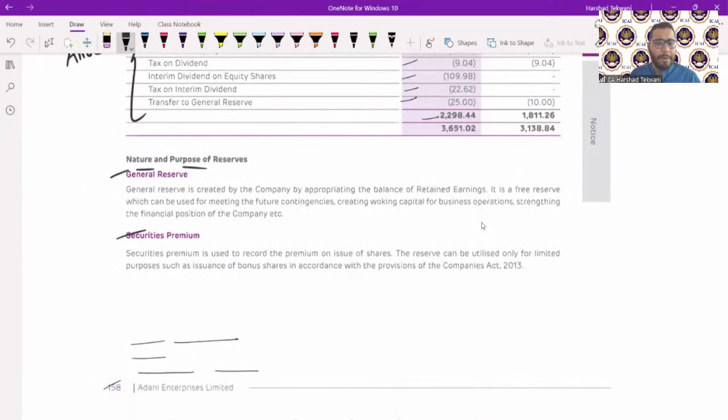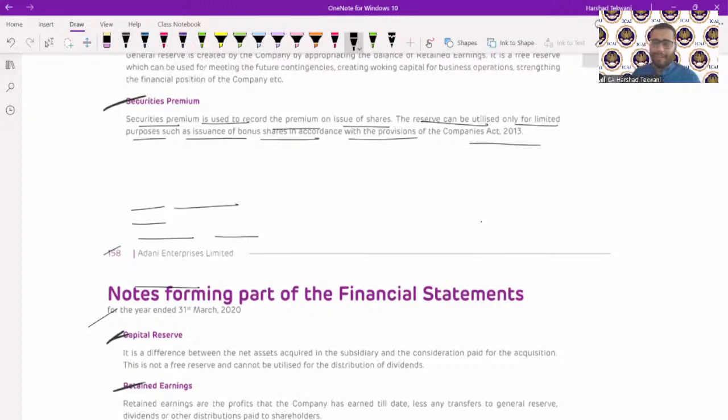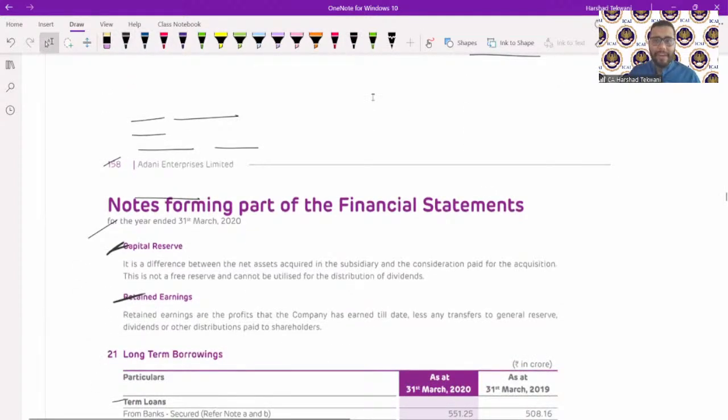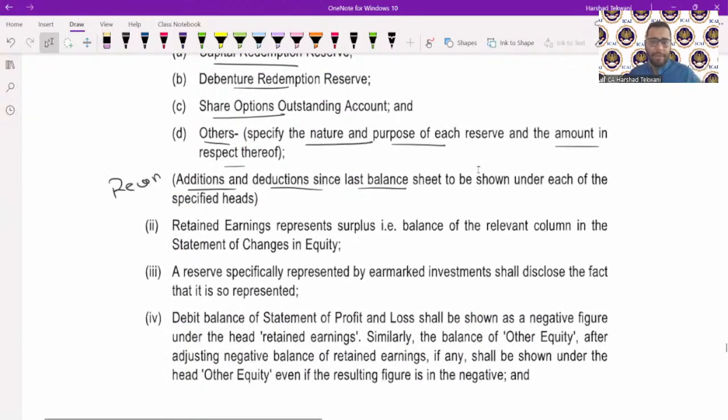Then the nature and purpose of the reserve. What is the purpose of general reserve? What is the purpose of securities premium, capital reserve? For example, securities premium: I'll read that. Securities premium is used to record premium on issue of shares. The reserve can be utilized only for limited purposes, such as issuance of bonus shares in accordance with the provisions of the Act. So in this way, you need to provide the nature of each and every reserve. This is how reserves are disclosed additionally compared to other equity in the statement of changes in equity.